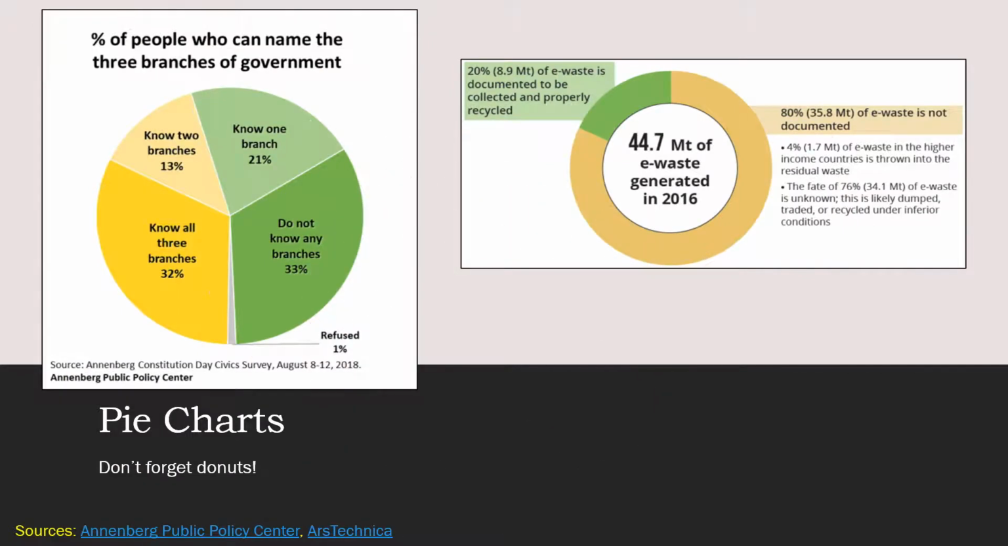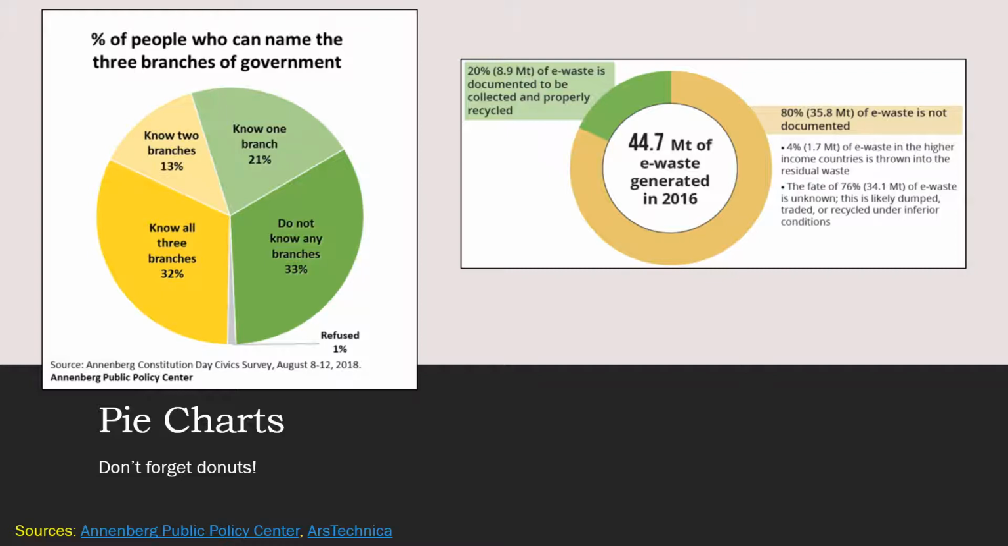We have pie charts and donut charts, which honestly are pretty much the same thing. Both of them measure 100%. 100% of what? Well, 100% of something. On the left, we have a percent of people who can name the 3 branches of government. So this survey represents 100% of the people who responded, including the one person who refused, assuming maybe that they asked 100 people. I found it surprising that 33% of people did not know any branches of government.